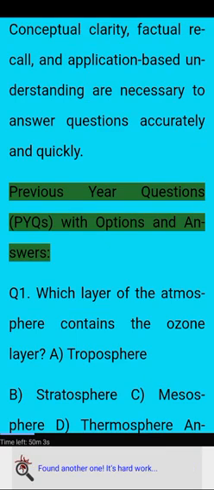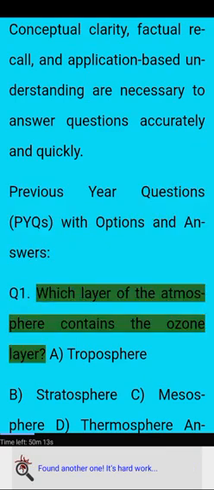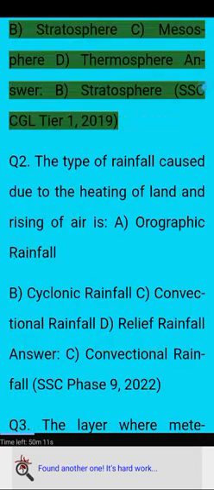Previous year questions, PYQs, with options and answers. Q1. Which layer of the atmosphere contains the ozone layer? A. Troposphere. B. Stratosphere. C. Mesosphere. D. Thermosphere. Answer: B. Stratosphere. SSC CGL Tier 1, 2019.